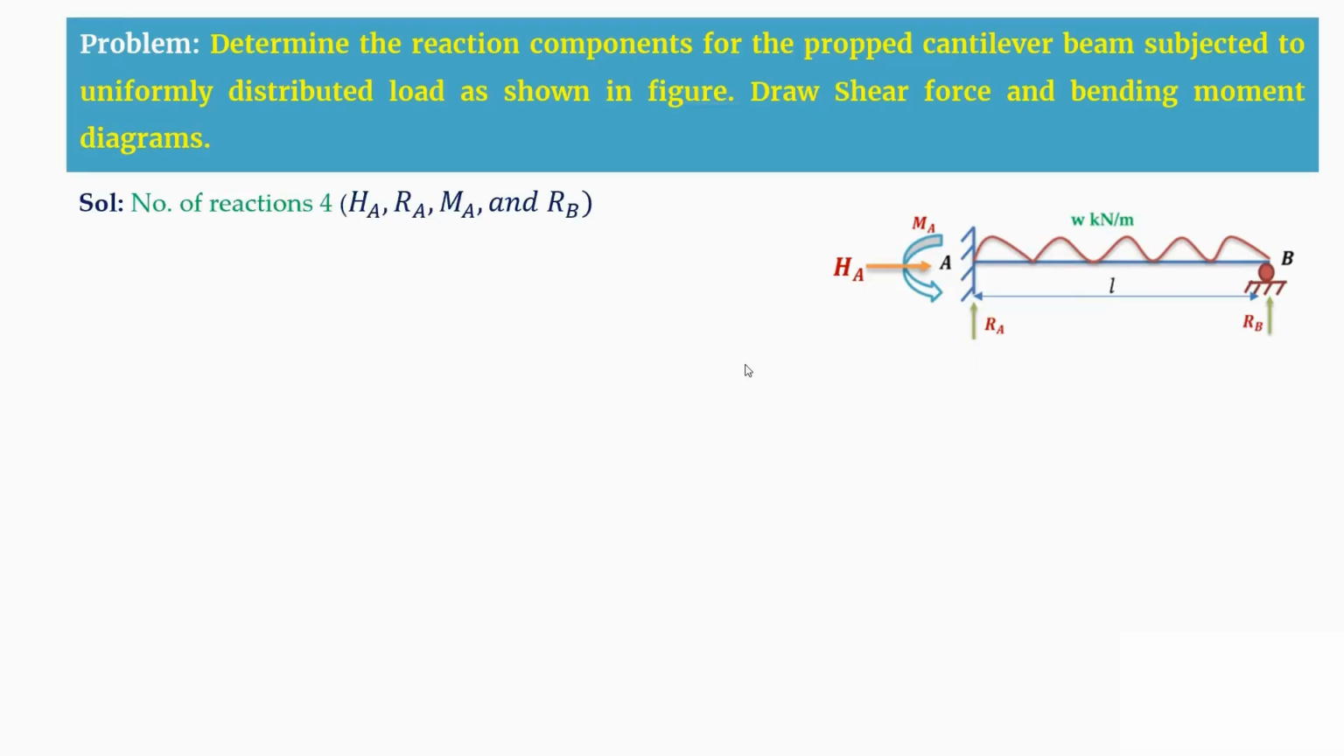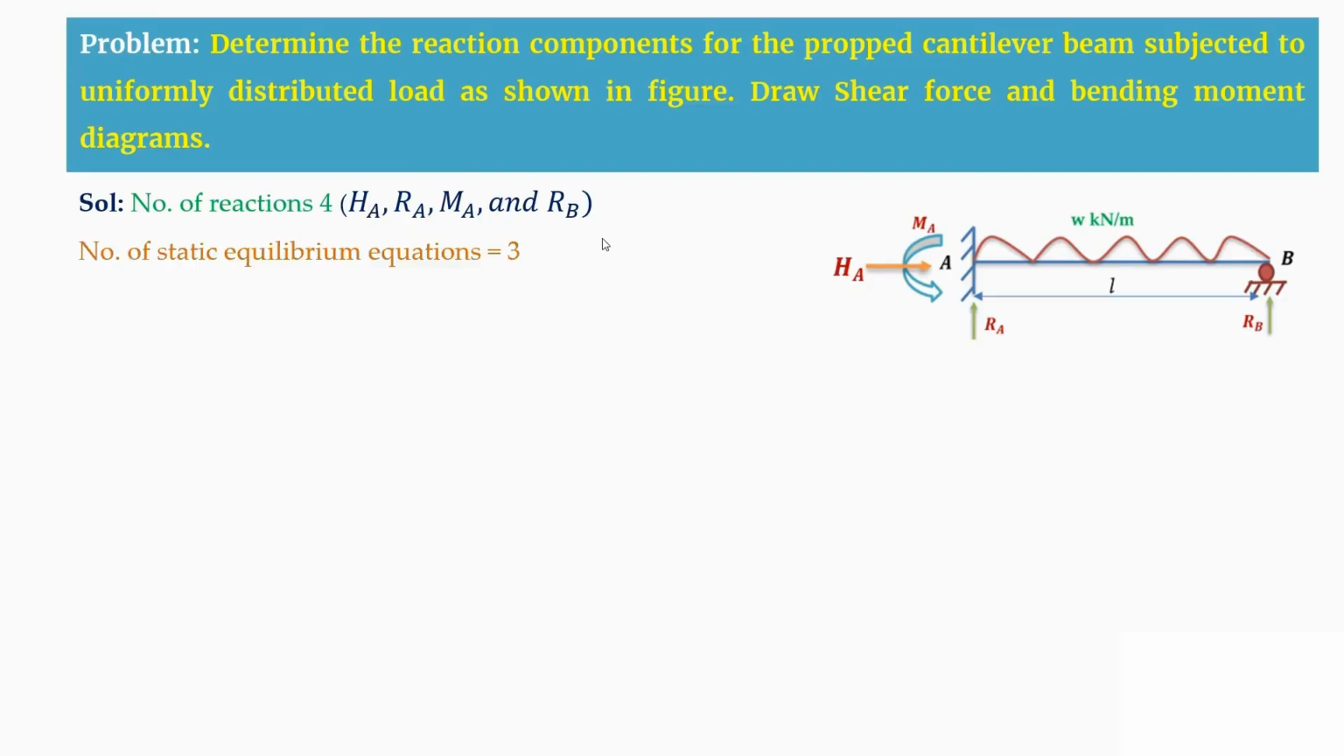For this beam, you can see that A is a fixed support. For this fixed support, you are going to have three reactions: one horizontal, another vertical, and another moment. Therefore, HA, RA, and MA. Coming to support B, it is a prop, which is like a roller support. So it has only one reaction, that is a vertical reaction, which is RB. So the total number of reactions is 4: HA, RA, MA and RB.